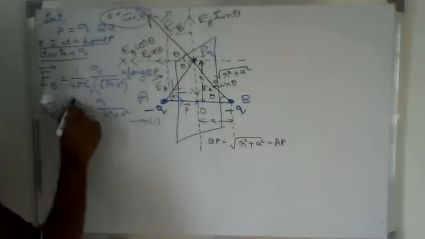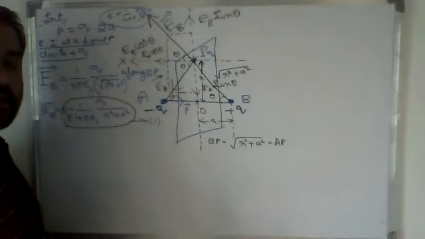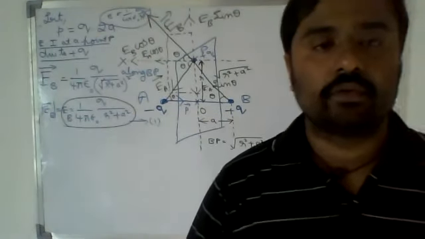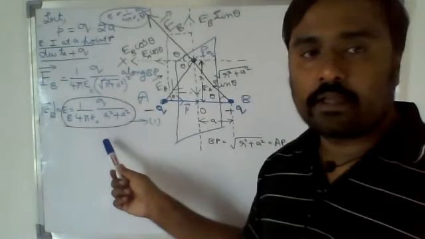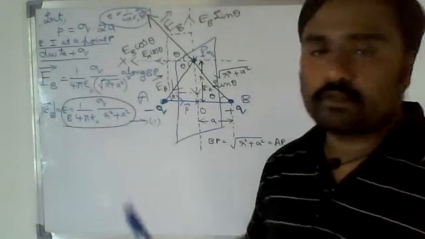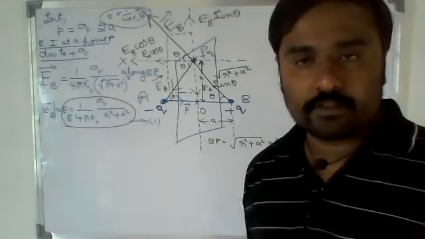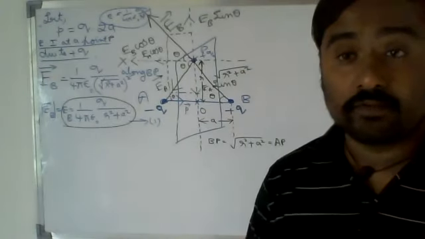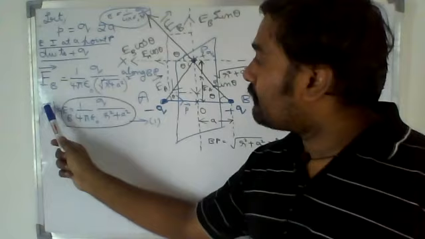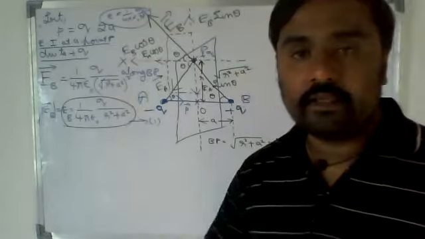So this is the magnitude of the EB vector. EB is equal to 1 divided by 4 pi epsilon naught Q divided by R square plus A square. While calculating the magnitude of the EB vector, we should not write the vector sign on EB.